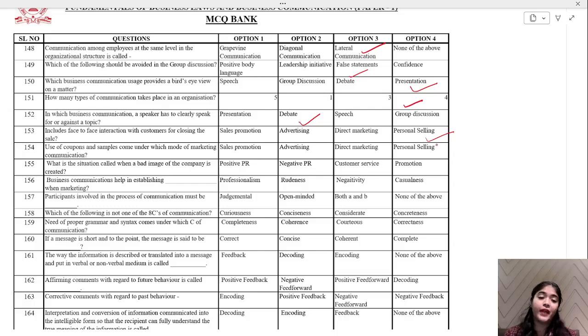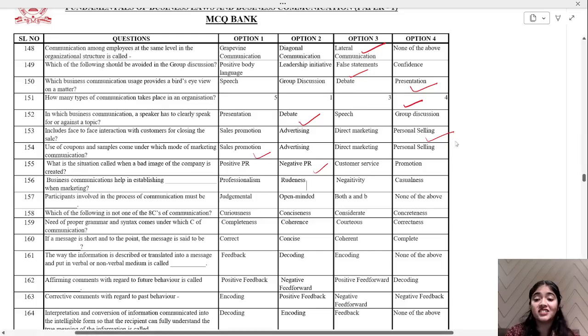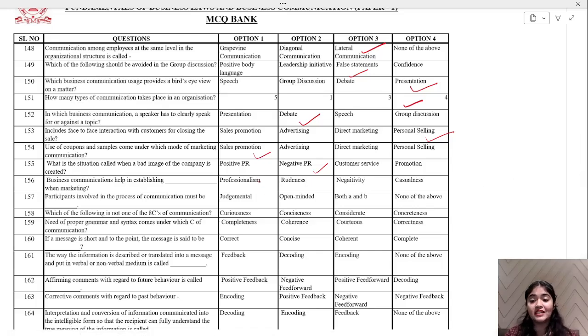Okay, now use of coupons and samples come under which type of marketing? That comes under your sales promotion. Okay, now, what is the situation when a bad image of company is created? That means bad negative PR. Simple, fast, you can select this. Business communication helps in establishing dash in the market. What does it establish? Professionalism.